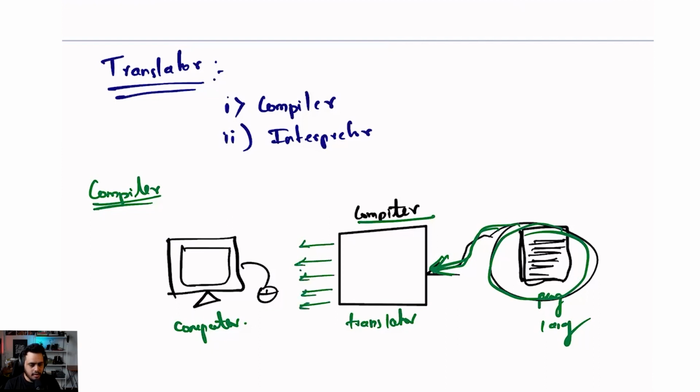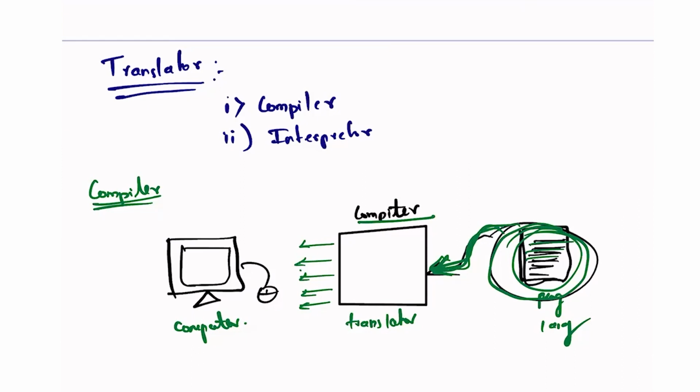Understood, everyone? So what is happening? Rather than going line by line, it will take the whole file, whatever is inside, feed it here, and convert it. So the compiler will take the whole file at a single stretch and compile everything together.